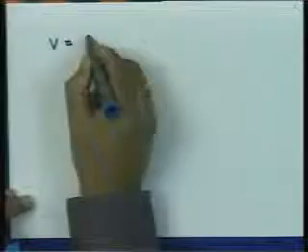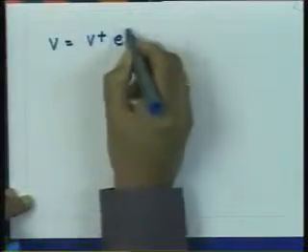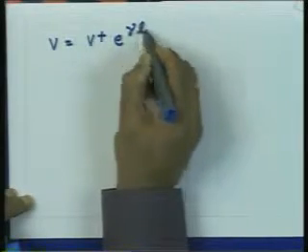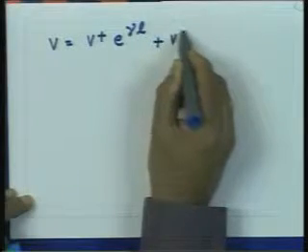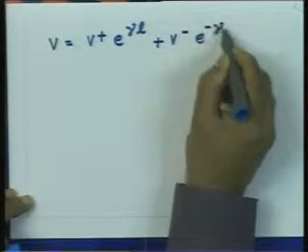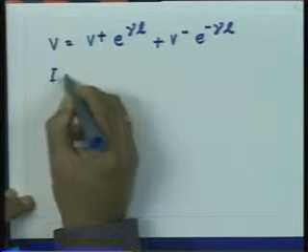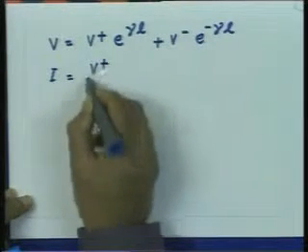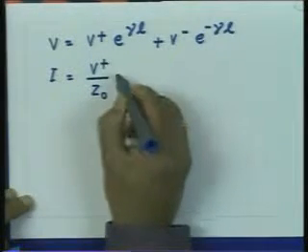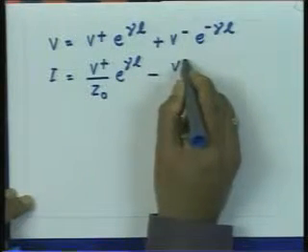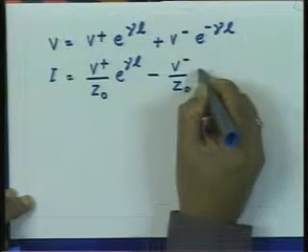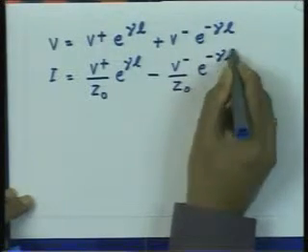So, I get the voltage which is V plus e to the power gamma L, because L is equal to minus x, plus V minus e to the power minus gamma L, and I will be V plus upon Z naught e to the power gamma L minus V minus upon Z naught e to the power minus gamma L.